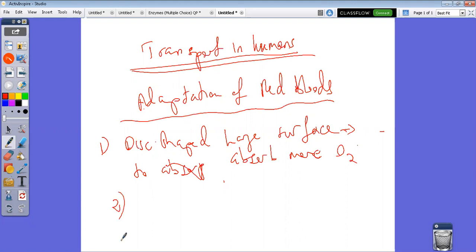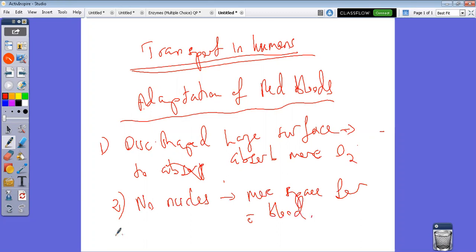Red blood cells are disc shaped. What else? Besides being just disc shaped, do they have a nucleus? No nucleus. What's the advantage of no nucleus? More space. More space for the blood and your oxygen.